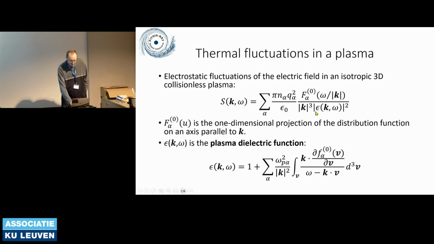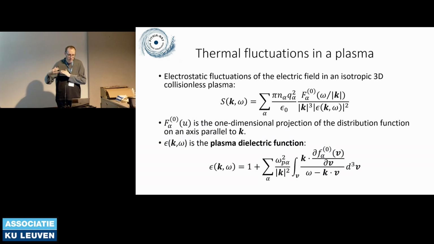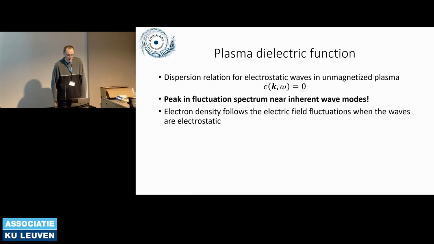And in the denominator, we see this epsilon here, which is the plasma dielectric function. If you remember something from fundamental plasma theory, it's that the dispersion relation for waves tends to be just a zero of the dielectric function, which means that the fluctuation power is focused rather sharply on zeros of the dielectric function. So we have peaks in the fluctuation spectrum near inherent wave modes, and we are a radar, so we provide the probing signal and we see what omegas come back.